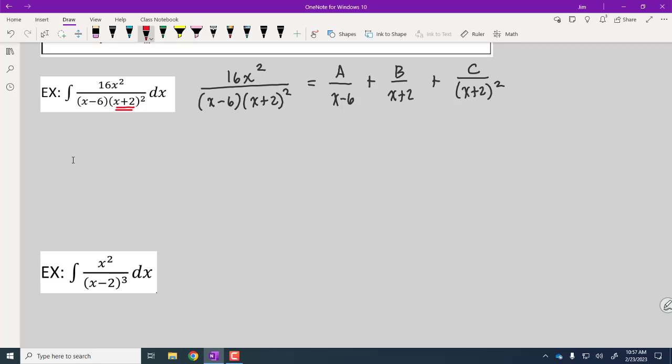So the idea with the repeated factor is that whatever the highest power is, like if that was a 4, you would have to have something with the fourth power there as a mechanism to build up to the fourth power. So if this was a 4, we'd have an x plus 2 to the 1, an x plus 2 to the 2, an x plus 2 to the 3, and an x plus 2 to the 4. So we have to have a partial fraction for each power. If that power started out as a 4, we'd end up with 4 fractions.